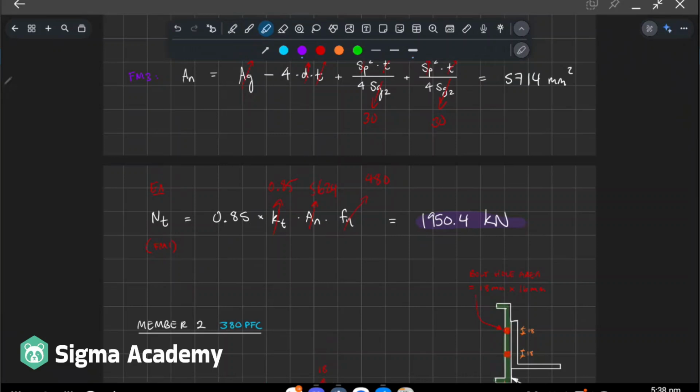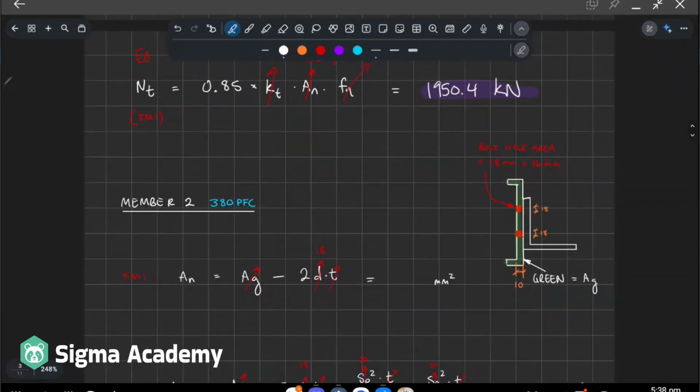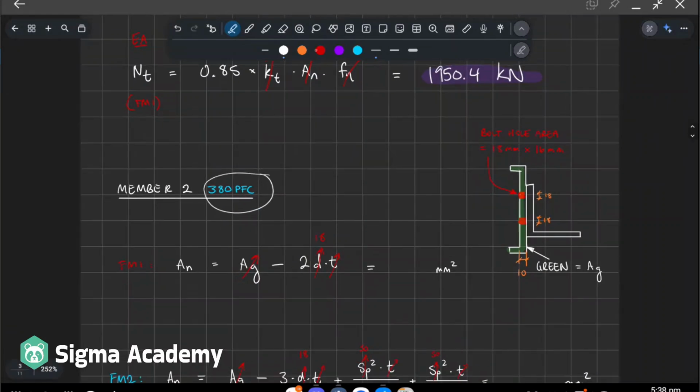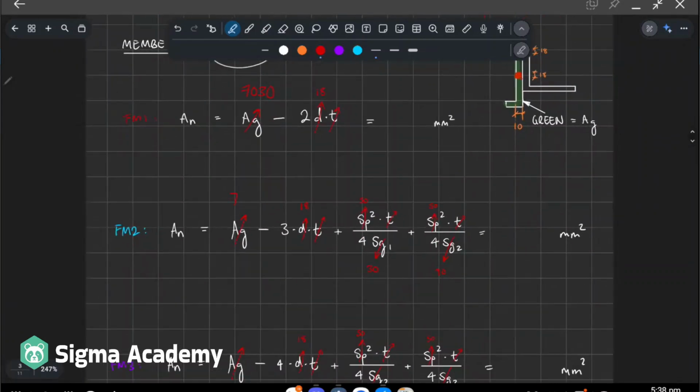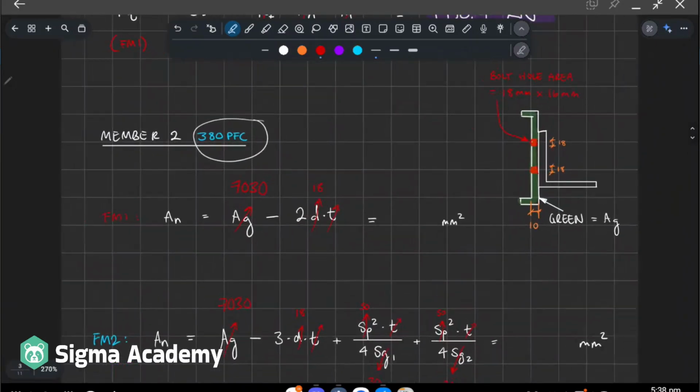All right, cool. So that's just member 1, right? So we just checked the equal angle. Now we have to do it for member 2, which is the 380 PFC. I feel like my mouse is not in a good spot. Okay. So the gross area is different for this, right? It's 7,030. So I'm just going to write that in for all of these, right?